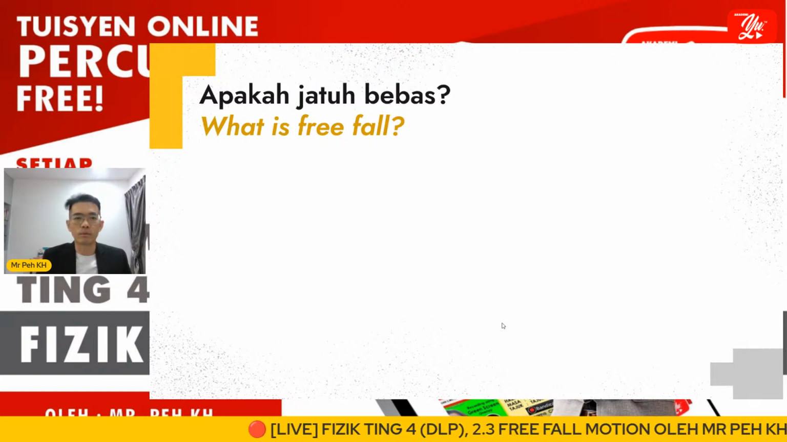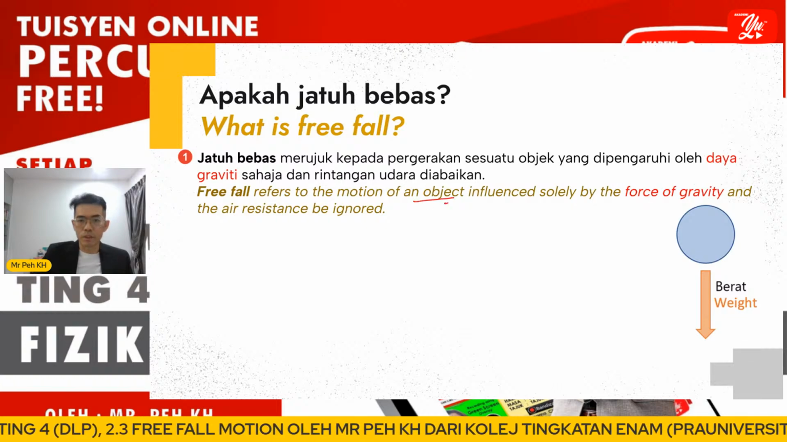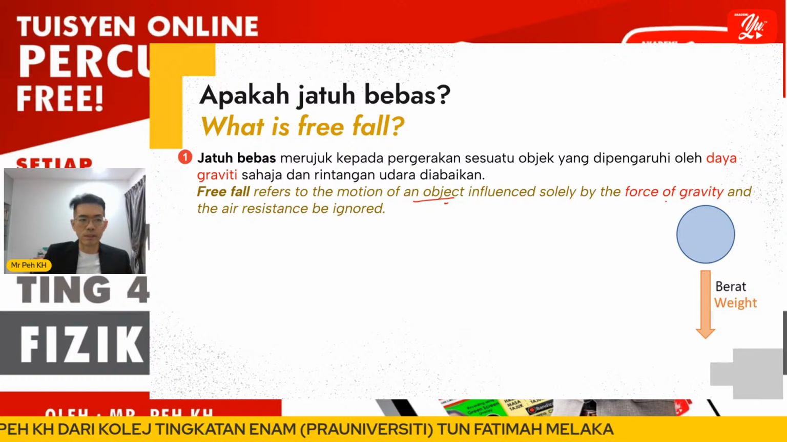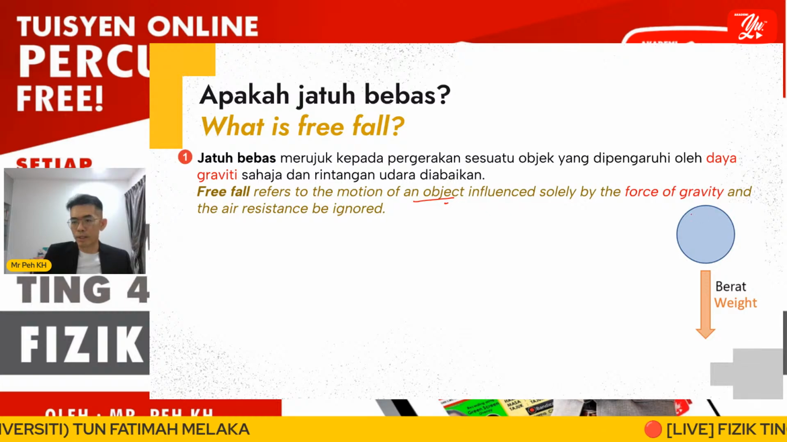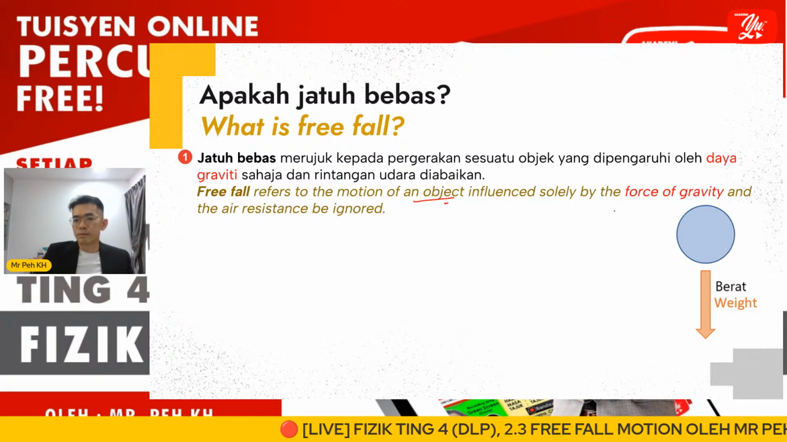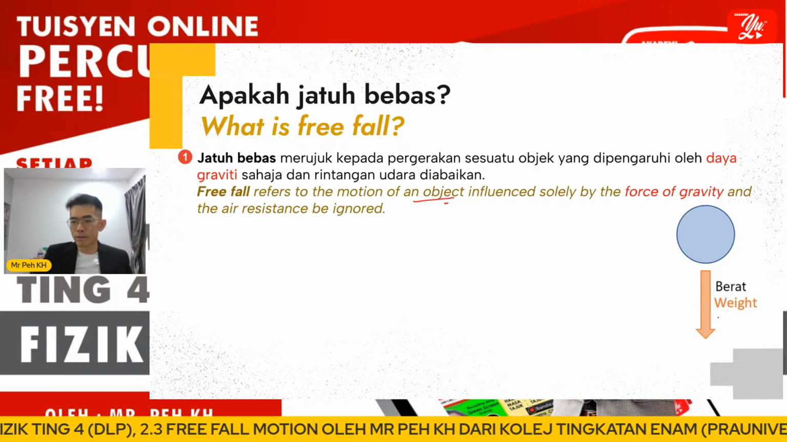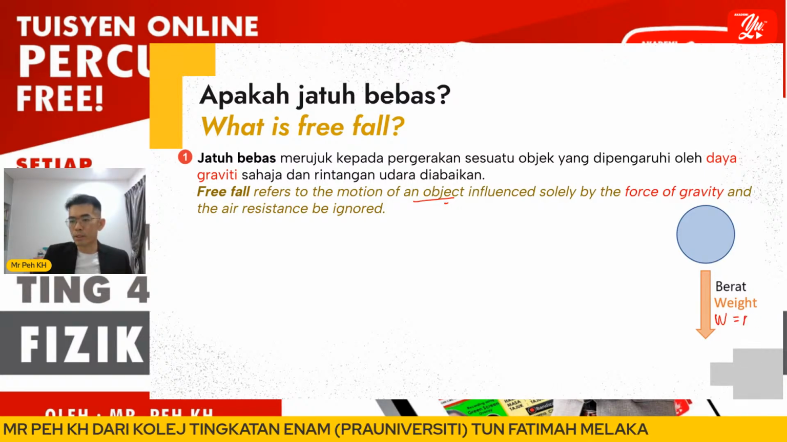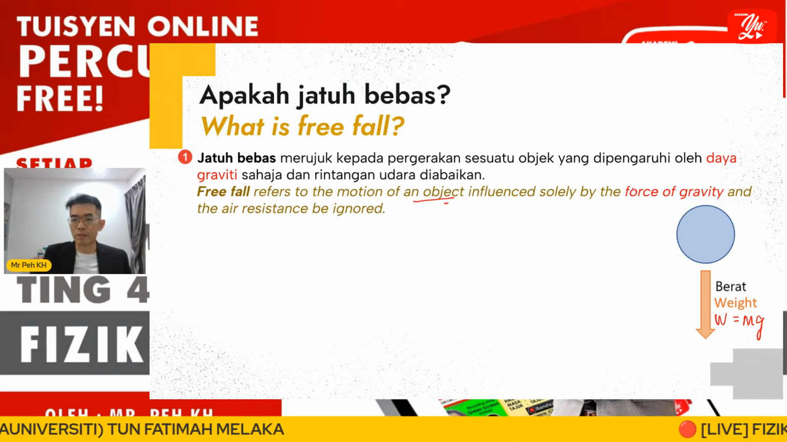So what is a free fall? Free fall refers to the motion of an object influenced solely by force of gravity, and the air resistance can be ignored. You can just look at this figure. The object is only acted on by the force of gravity, which can also be known as weight, because the weight with symbol W can be calculated using the formula W = mg, where m is the mass and g is the gravitational acceleration.